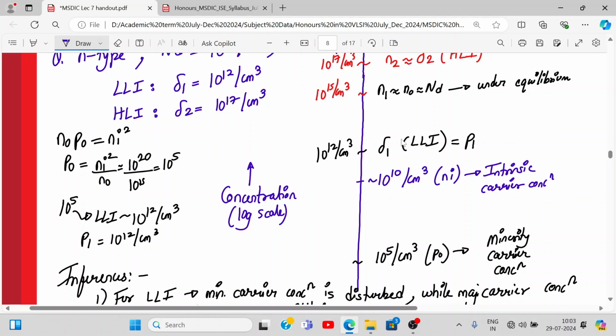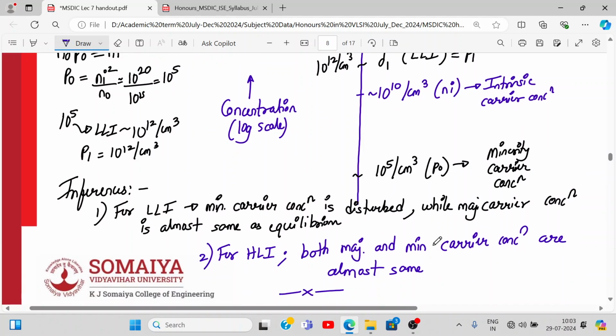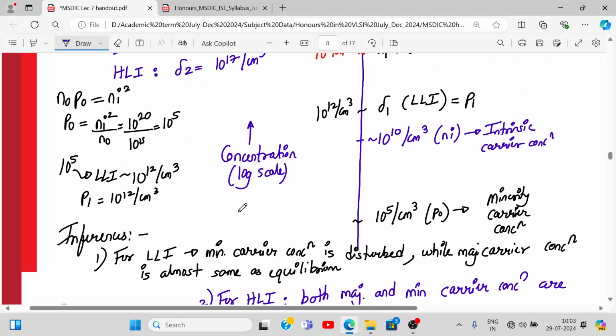P1 is approximately equal to that only. What I'm saying is, equilibrium is 10 raised to 5. It is drastically becoming 10 raised to 11 or 10 raised to 12. So that's the point. For low level injection, minority carrier concentration is getting disturbed from 10 raised to 5 to 10 raised to 12, whereas for high level injection both remain undisturbed, the same as equilibrium concentration. That is the learning we take from here. These two inferences we have written. Next lecture will start with the effect of excess carriers on the energy band diagram.